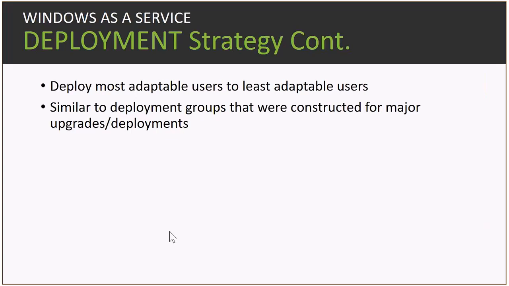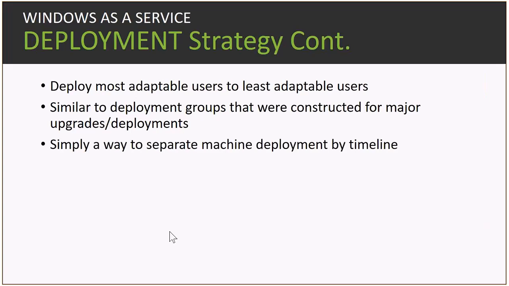So it's similar to the deployment groups that were constructed for major upgrades or deployments. It's just a different way to think about it, and a way to separate machines during deployments over a timeline. Now you don't have to do that. Again, there's no right or wrong way to do it, but whenever you introduce technology into your organization, it's always been my recommendation to pilot, get to a bigger group, and then go out to the masses that way. You just ensure fewer things will break, and less downtime if there is an issue as time goes on.